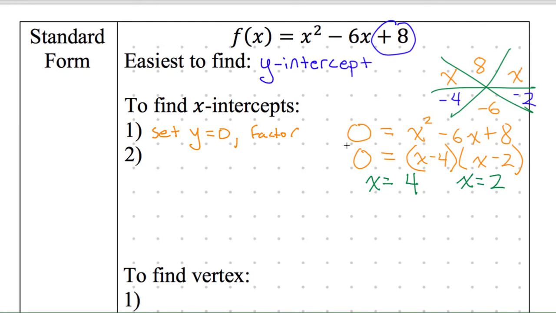Oh, we're done. We found the x-intercepts. This factor, I don't know why I wrote it up here. Factor should be down here. Sorry about that.